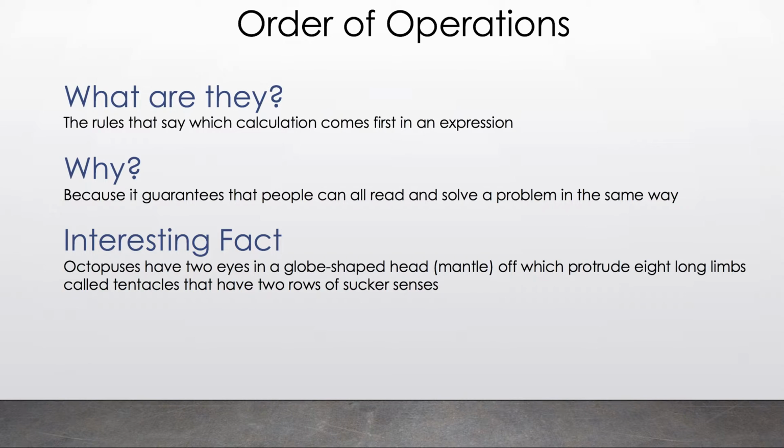Interesting fact, octopuses have 2 eyes and a globe-shaped head or mantle, off which protrude 8 long limbs called tentacles that have 2 rows of sucker senses.